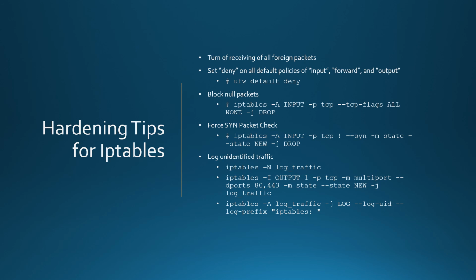Found a command for that. Block null packets. Null packets can lead to DDoS attacks. Just go ahead and block them for now, unless you need to have them on. Force a send packet check, and then log unidentified traffic. That goes back to that post incident. This is kind of pre-incident, post-incident information gathering, remediation, making cases, having as much information as you can. It allows you to make better judgments and configurations going forward.